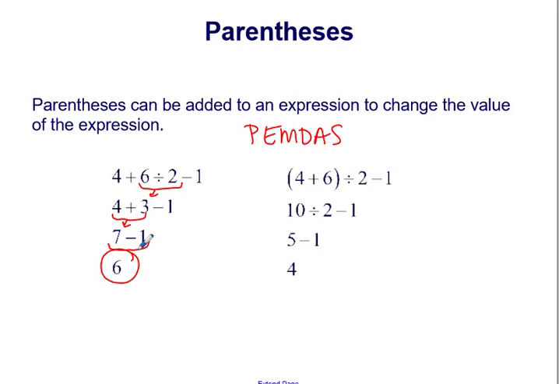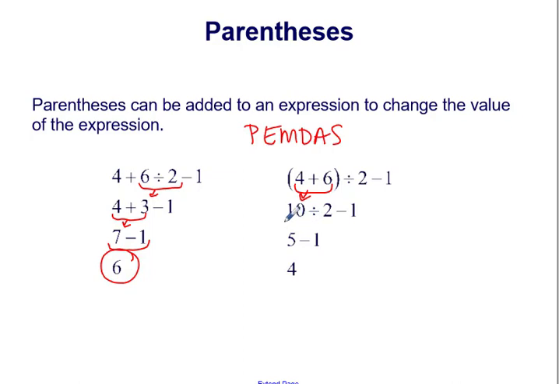But if we take that same expression of 4 plus 6 divided by 2 minus 1, and let's say we randomly place parentheses around the 4 plus 6, that's going to change the value. If we now evaluate that using PEMDAS, we have to do the 4 plus 6 first because it's now inside parentheses. So 4 plus 6 gives us 10.